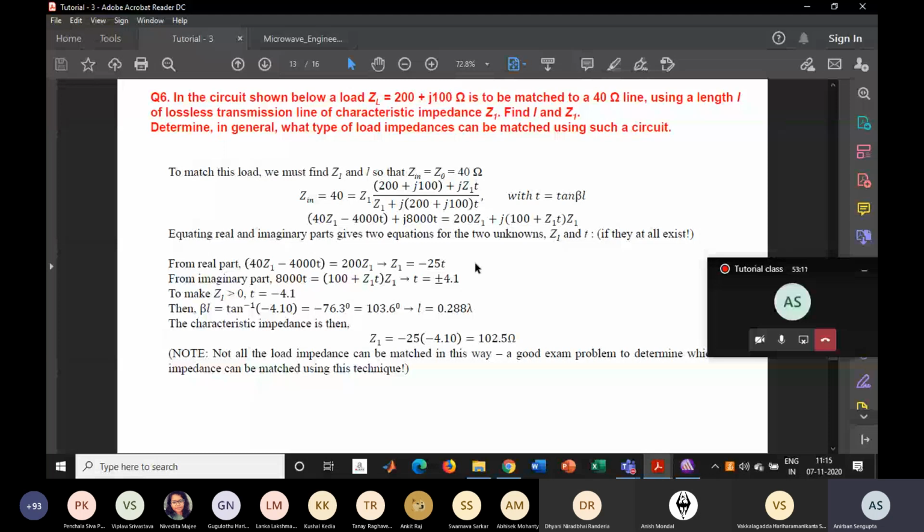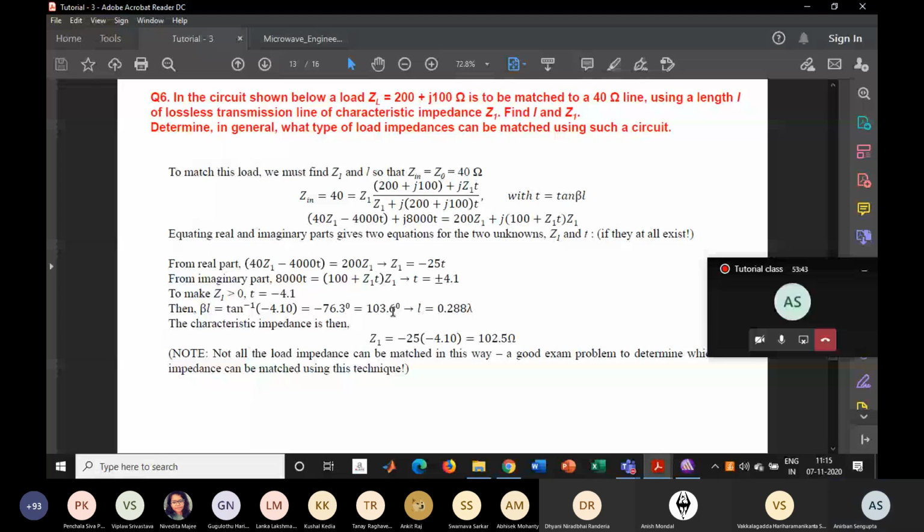So T equals minus 4.1 is taken, and from this equation we can find the length of that line. So beta L equals tan inverse of minus 4.10, which comes out as 76.3. Now 180 minus this comes out near about 103.6, and L will be 0.288 lambda. For the characteristic impedance, you put this value into the first equation, minus 25 into T, and you will get 102.5 ohm.